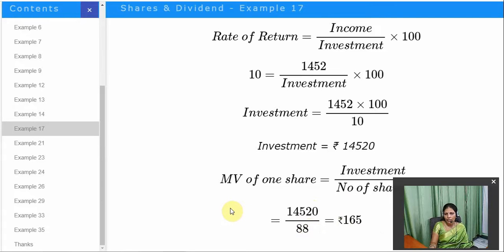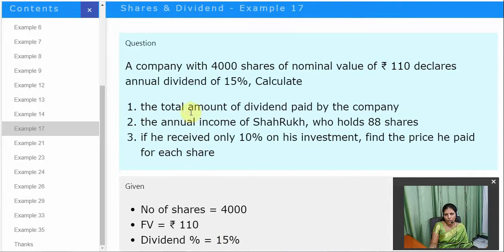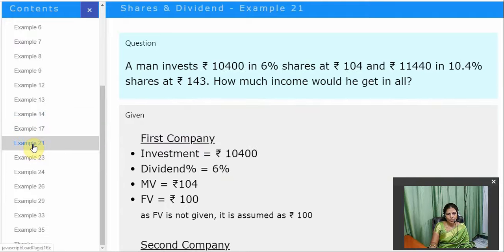Right? Clear? Now we understood how to proceed with the sum. We found the answer for all the 3 subdivisions. Clear? I hope you understood this question, and we will go into the next sum. Now come to this question.